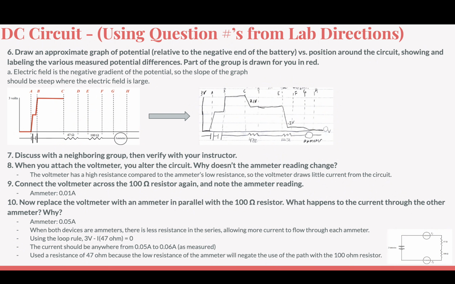This can be explained because when both devices are ammeters, there is less resistance in the series. This allows more current to flow through each ammeter. Using the loop rule, 3 volts minus I times 47 ohms equals 0. So the current should be anywhere from 0.05 amps to 0.06 amps as measured.